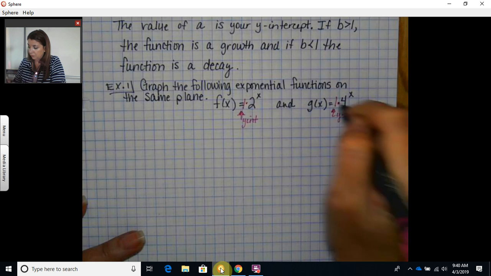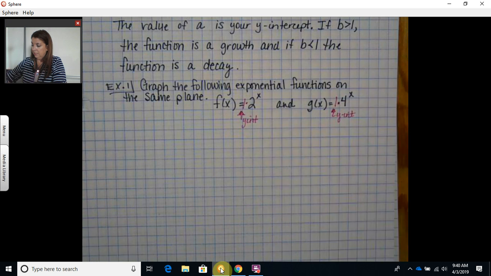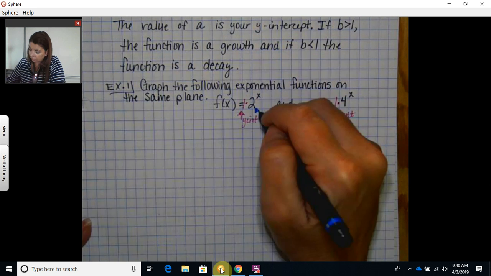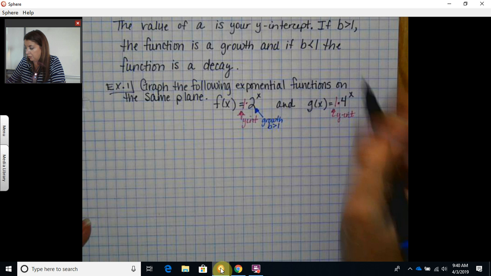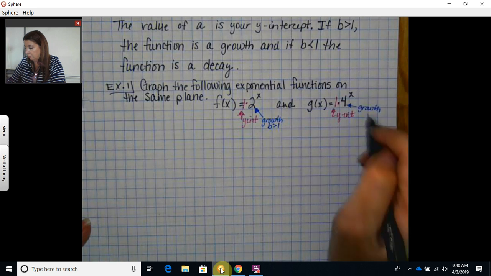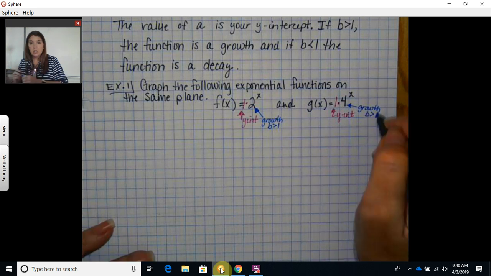Function f, is that a growth or a decay? It is a growth. Why? Because b is greater than 1. Very good. Same thing on function g. We know it's a growth because b is greater than 1. And I should put a 1. I meant 1.